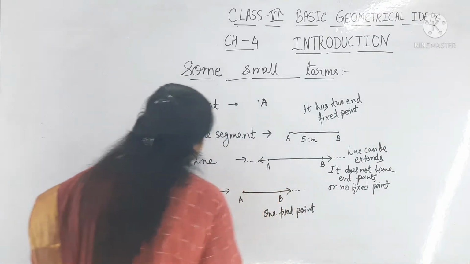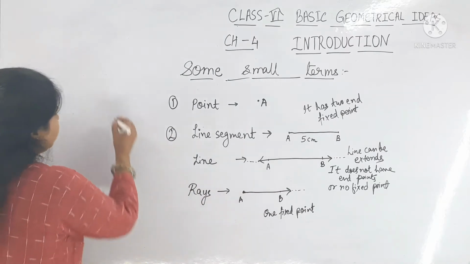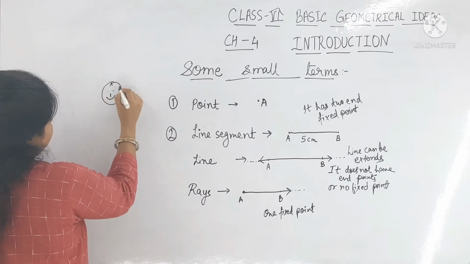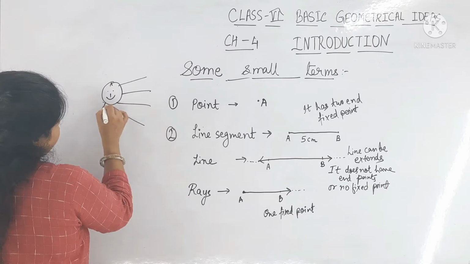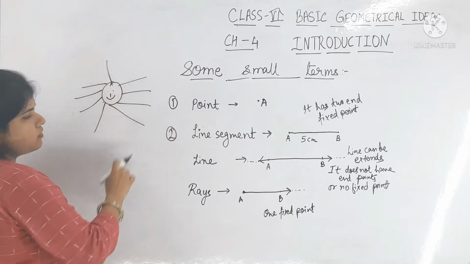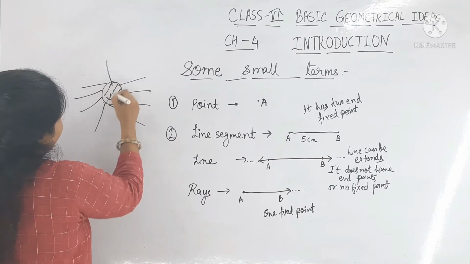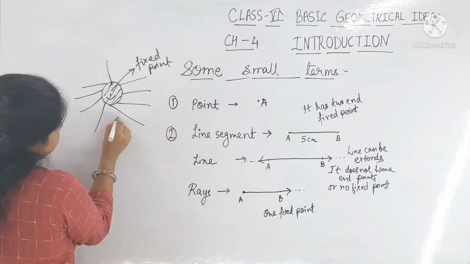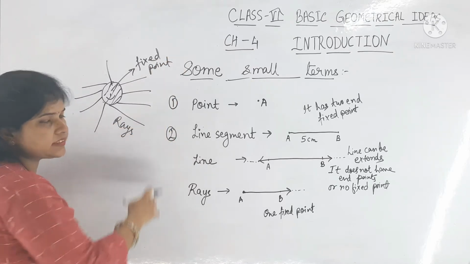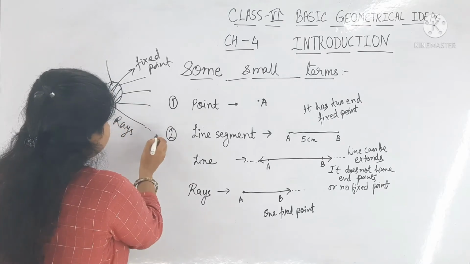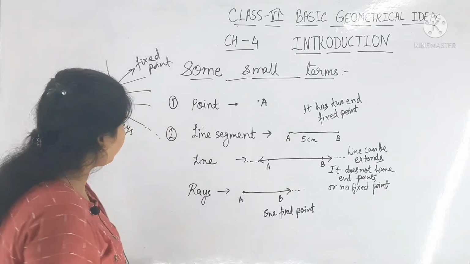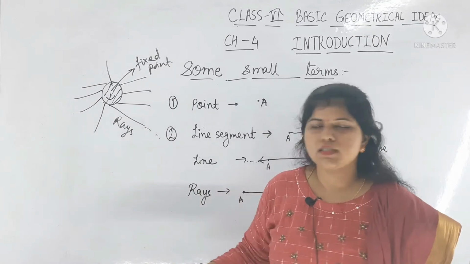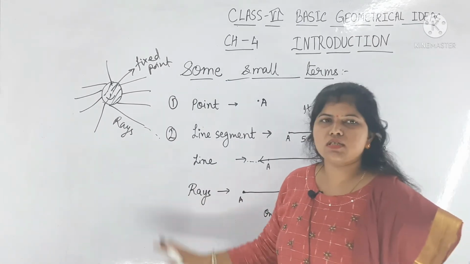So here one example of rays is naturally the sun. Okay, this is the sun and it has rays like this. So these are called rays, and this is a fixed point. These rays can be extended. We don't know how far they will go. Okay, so the sun is a fixed point, and the light of the sun is rays. Okay, so these are the differences.